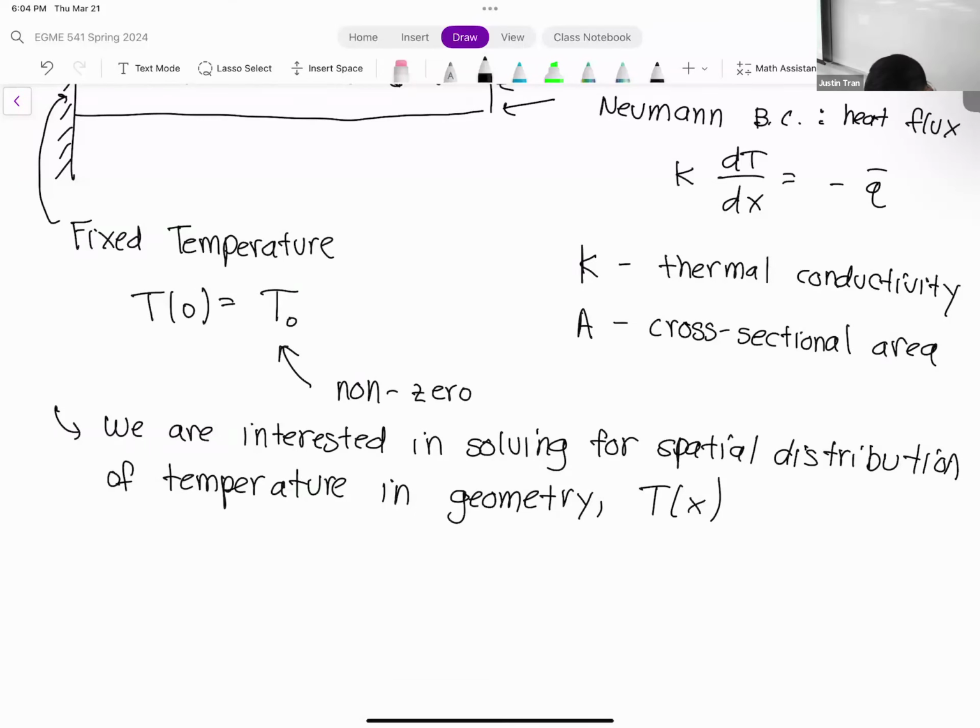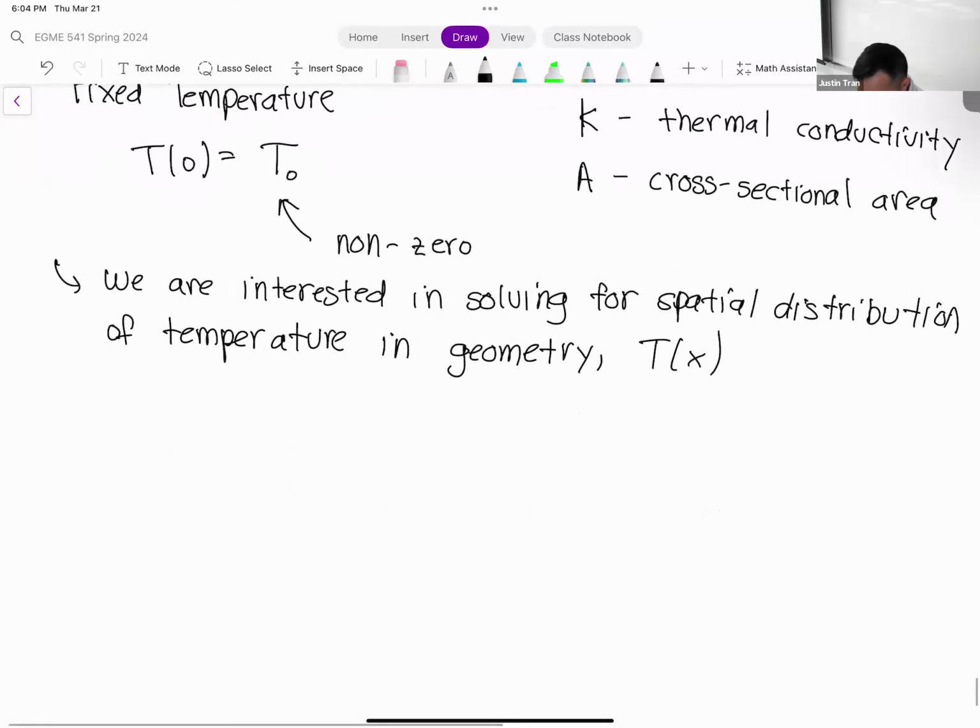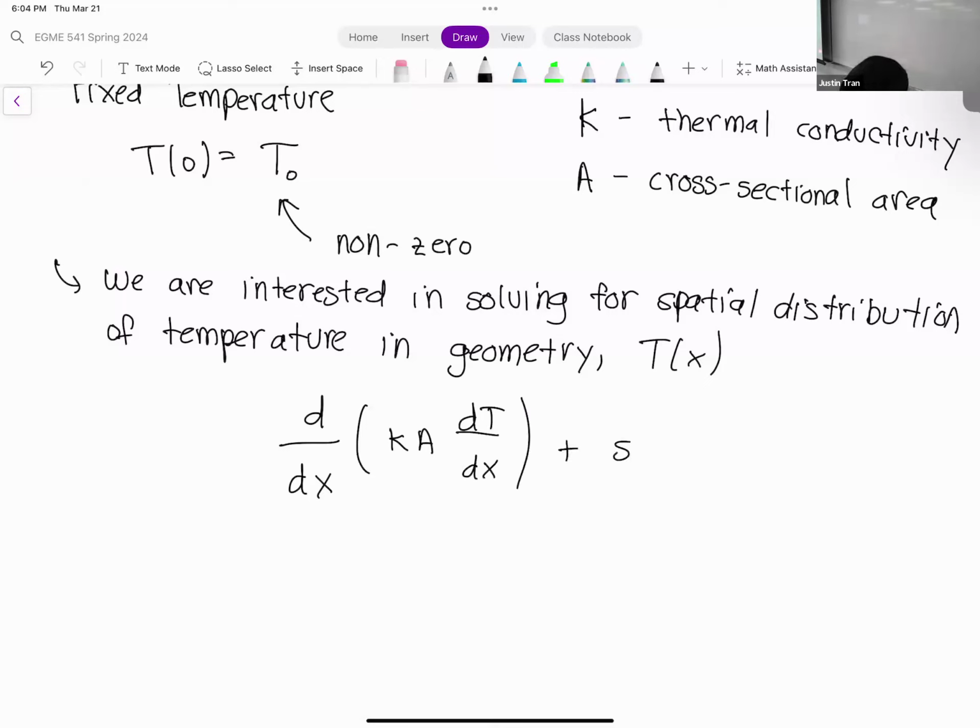Okay. All right, and then our differential equation, or the main governing equation that we're going to use to solve this in the strong form, is d/dx of K times A times dT/dx, plus our thermal generation function S of X, is equal to 0.